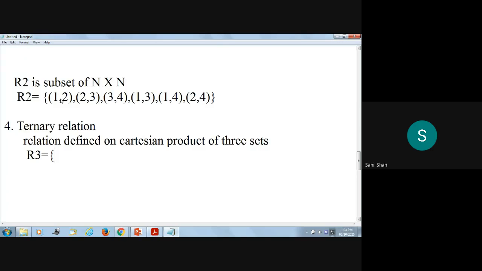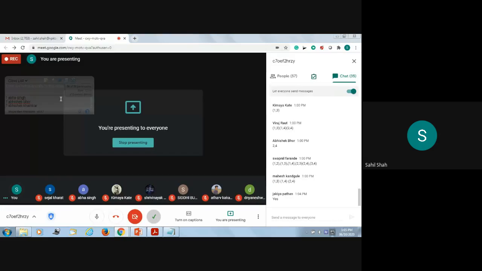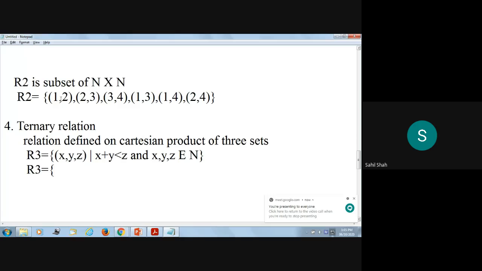R3 will have X, Y, Z such that X plus Y is less than Z, and X, Y, Z belong to N. Can you tell me a few pairs, so a few triples of this relation, where X plus Y should be less than Z? If you are clear with the definitions, whatever I am discussing, can you tell me?